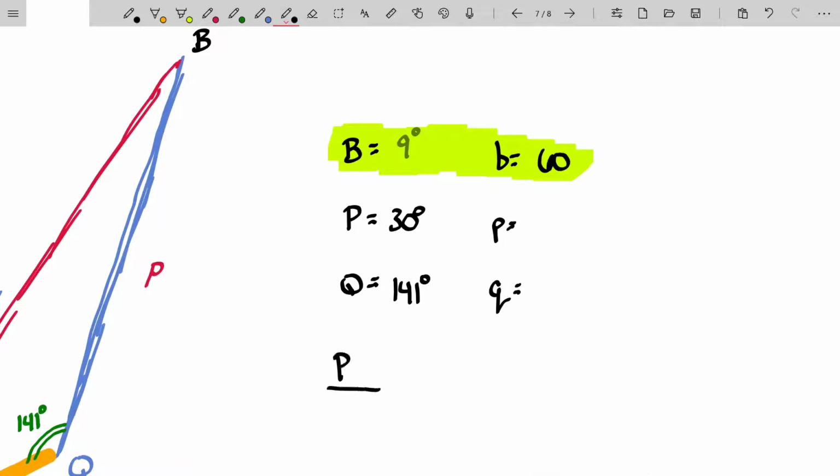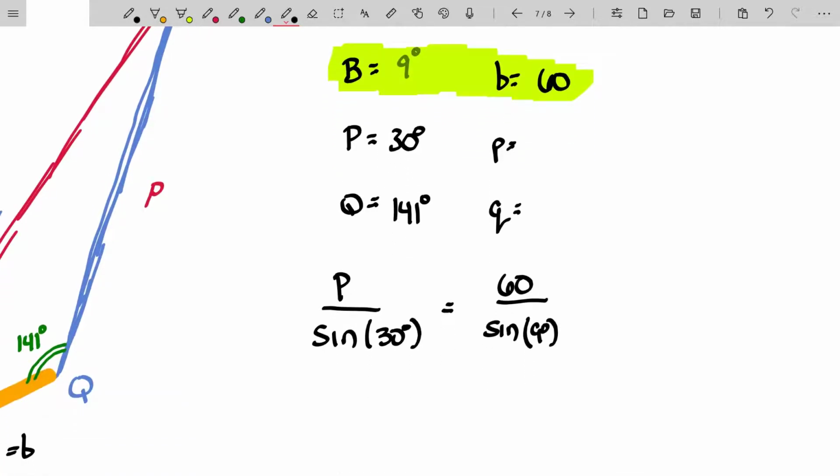Side P is to the sine of its angle, P, as side B is to the sine of its angle, 9 degrees. Multiply both sides by the sine of 30, which is 1/2, and you'll get that P is 30 over sine of 9 degrees. Again, I multiplied both sides by the sine of 30, but sine of 30 degrees is a half. So a half times 60 is 30.